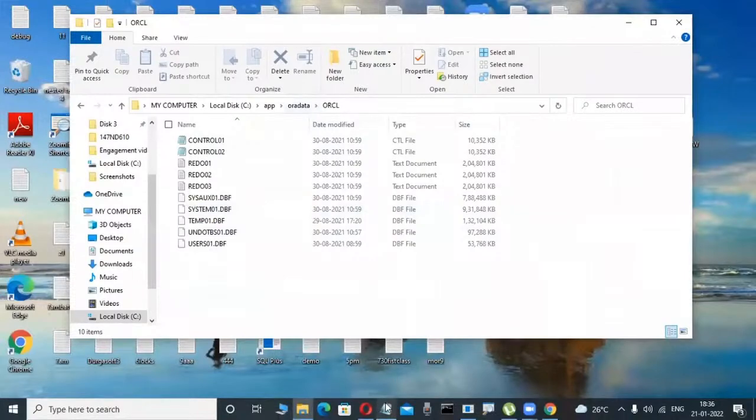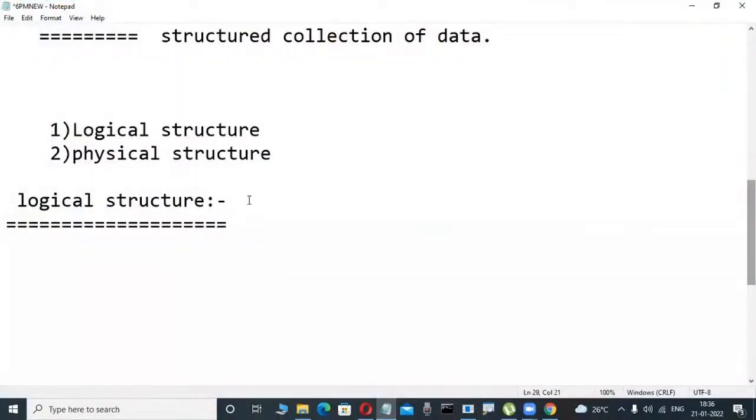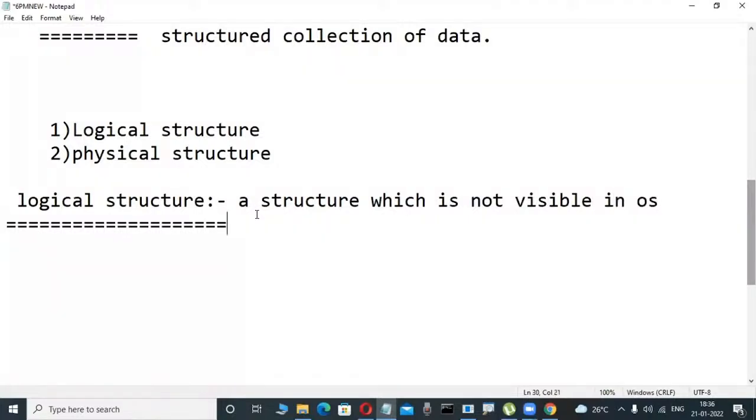That's why, what is a logical structure means, don't write it: a structure, here a database structure, don't worry. A structure which is not visible in the operating system, in OS, is called a logical structure of the database.